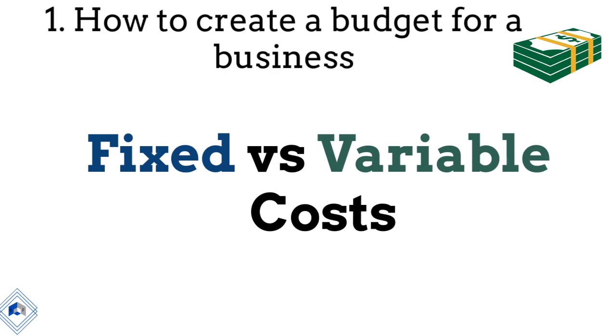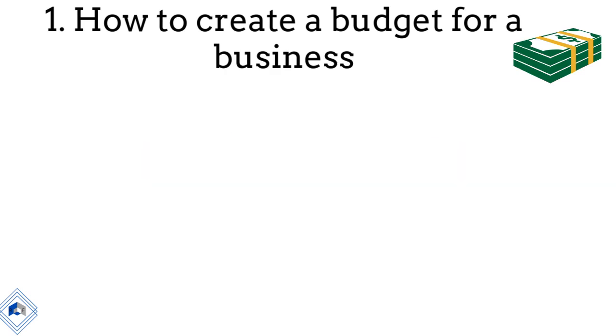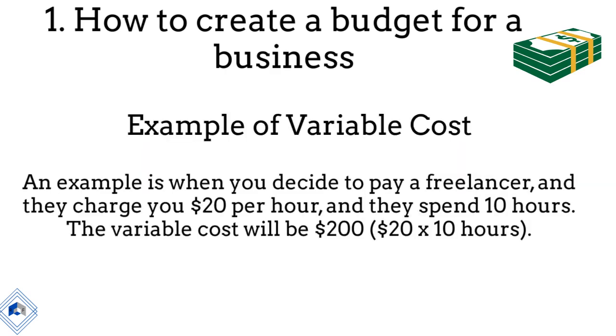A variable cost changes in proportion to the level of activity, and you calculate it by taking the quantity of output and multiplying it by the variable cost per unit. An example is when you decide to pay a freelancer, and they charge you $20 per hour, and they spend 10 hours. The variable cost will be $200.